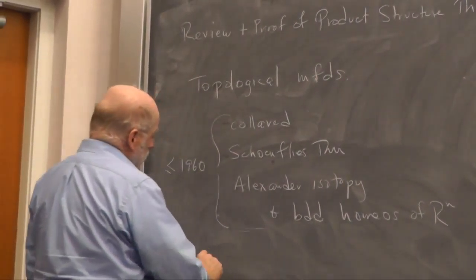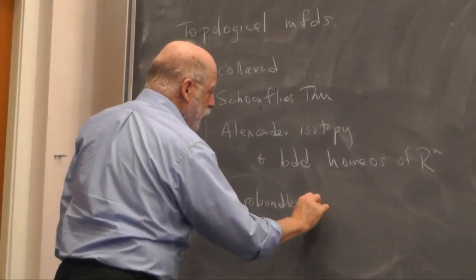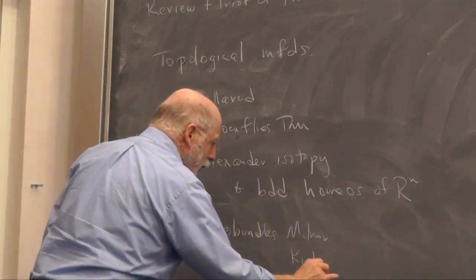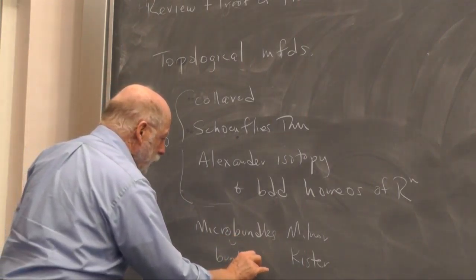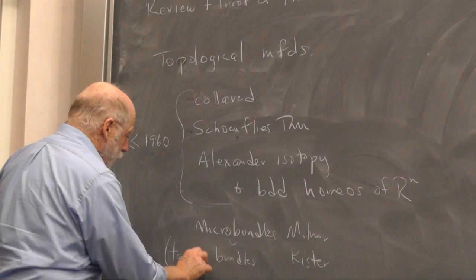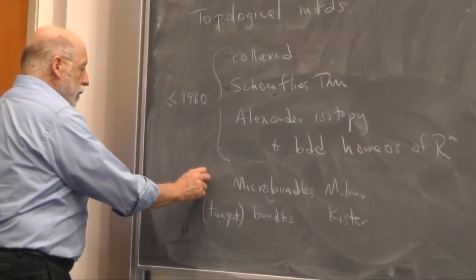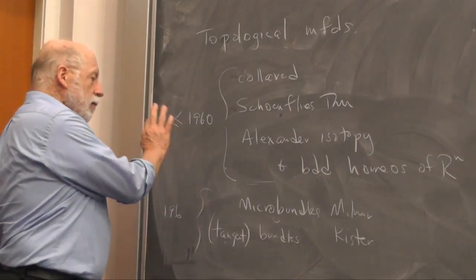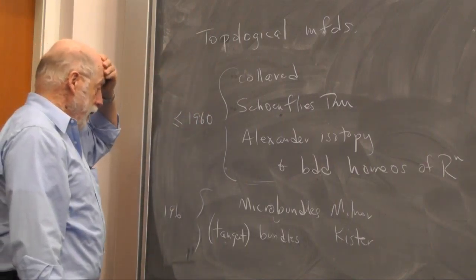And then Milnor wrote his paper on microbundles. And then Kister proved that these contain bundles, in particular tangent bundles. So after that, this is about 1962, we had tangent bundles for topological manifolds. So we're still not using any grand machinery yet.